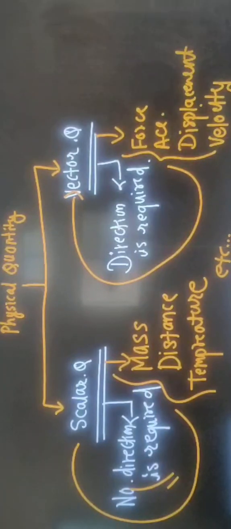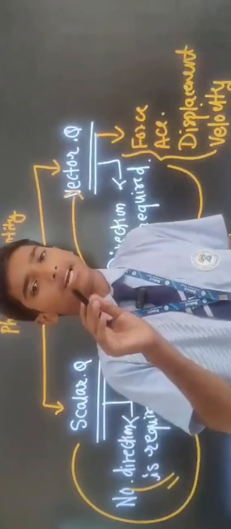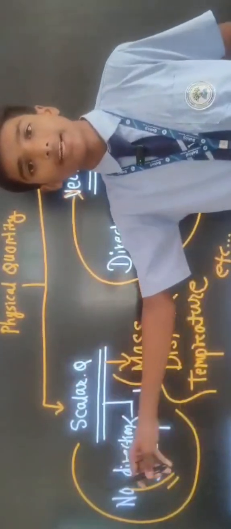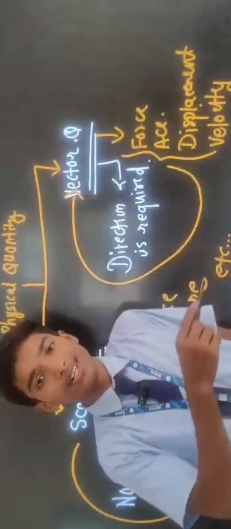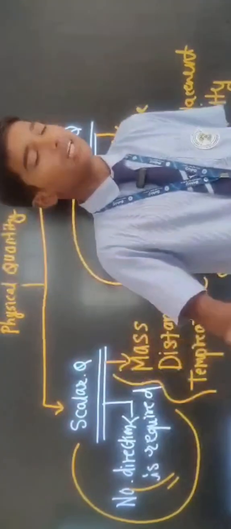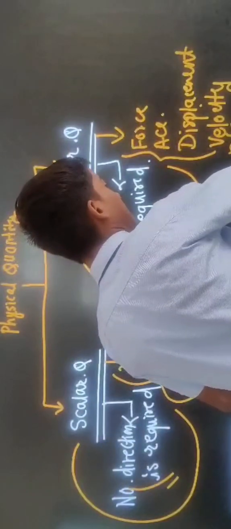So what did we learn here? Scalar means it doesn't have any direction and vector means it has a proper direction. It needs a direction to measure it. In scalar quantities, we can take mass, distance, temperature, and in vector quantities, displacement, force, acceleration, velocity. These are examples, etc., because there are many more. So now what will we learn next? We will learn what is rest and what is motion. First of all we will learn motion.